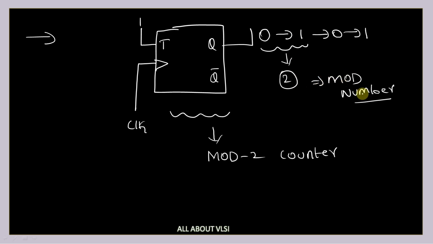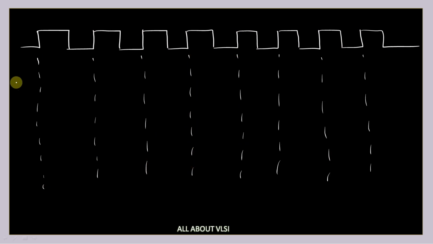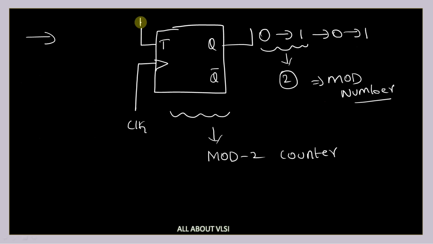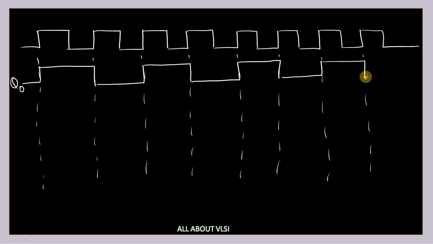Now, why is it frequency division by 2? Let us try to understand. So this is my clock, and let's say my flip-flop is working on the positive edges of the clock. It is active on the positive edges of the clock. Now, let's say initially my Q naught is equal to 0, and my T is equal to 1 continuously. So my Q naught will be equal to 1 at the positive edge, and then it will become 0, and again it will become 1, then 0, 1, 0, 1, 0. So this is my output waveform.